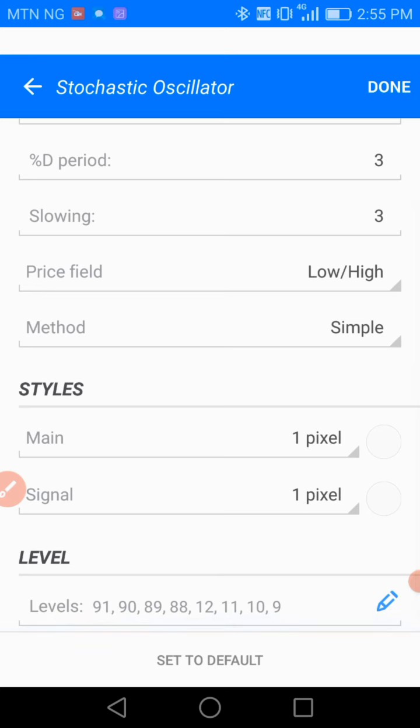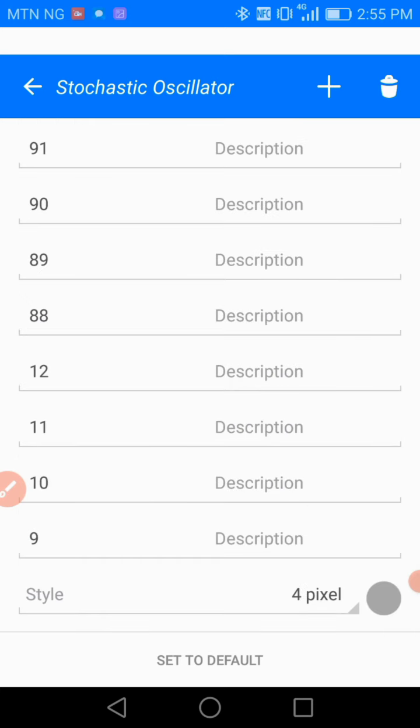The main is 1 pixel, and according to the color of your background, if you are using a black background, you have to choose the black color for your pixel. Then the signal, the same thing. Then the levels, this is a key factor, a key determinant, so you have to be very serious with it. Take note of it very well.